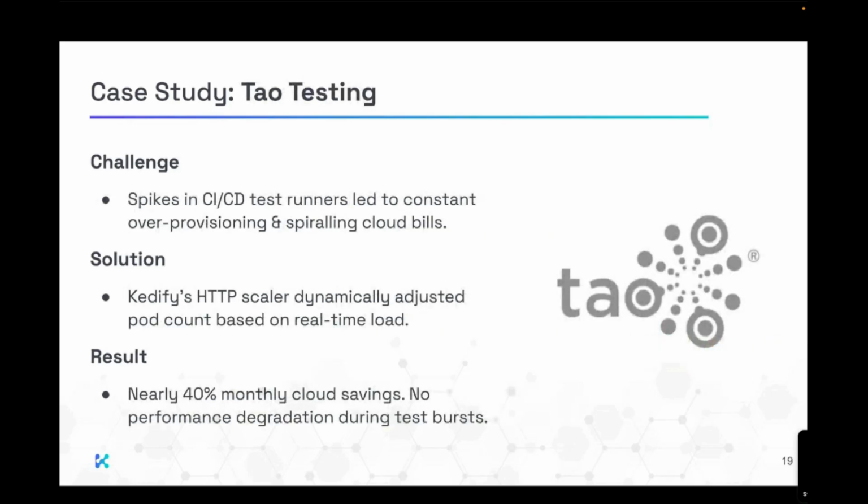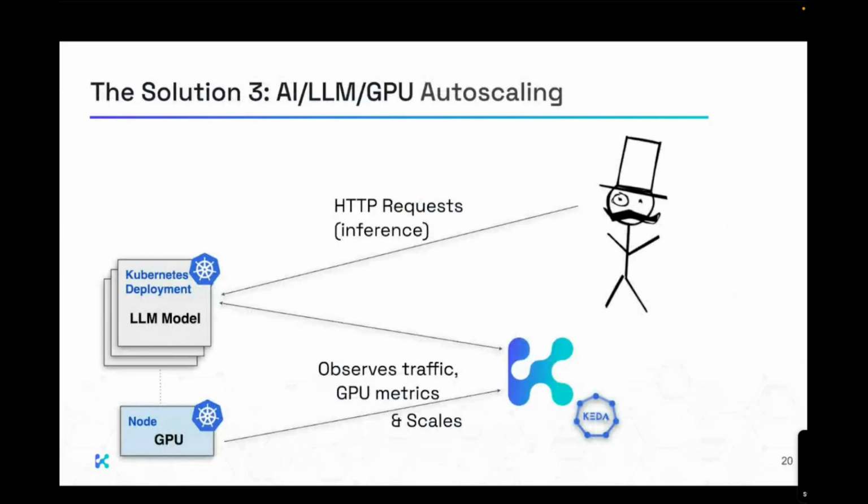The second case, I will just skip through it. It's very similar to the bank situation I talked about before. It's a platform for students. When they enroll for exams, they create a lot of load on the application. So we helped them with the HTTP scaling there to adjust to the load. Okay, so this was the HTTP scaling.